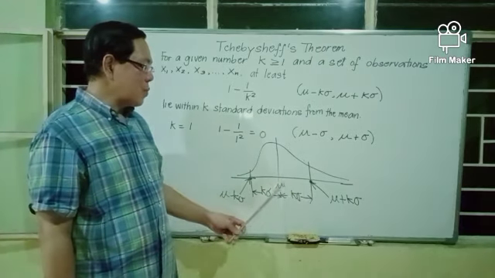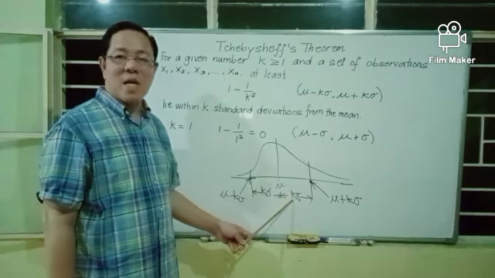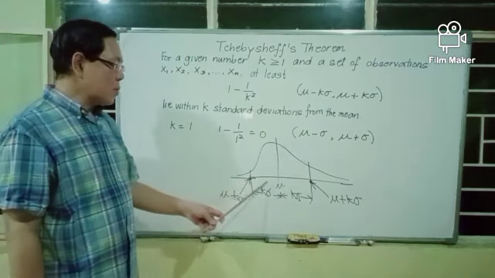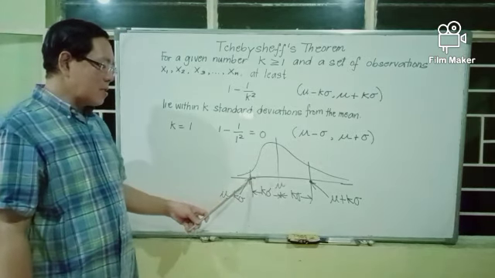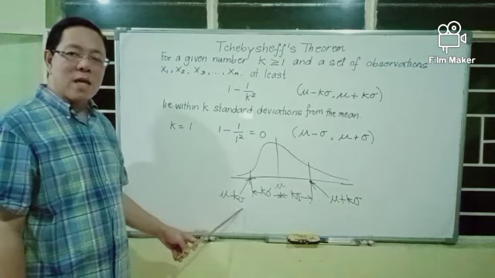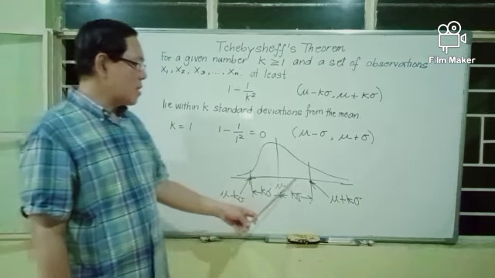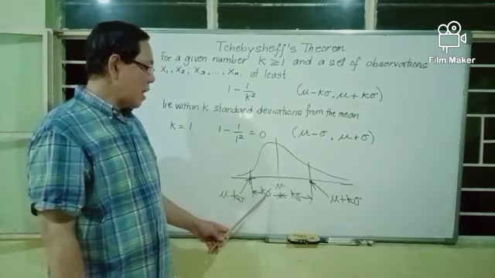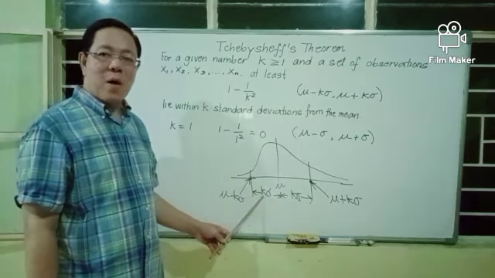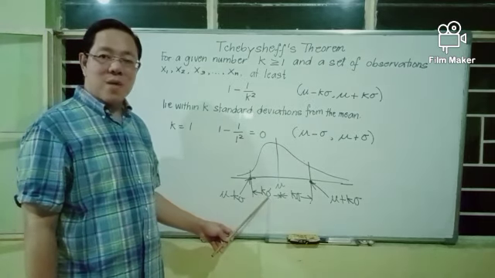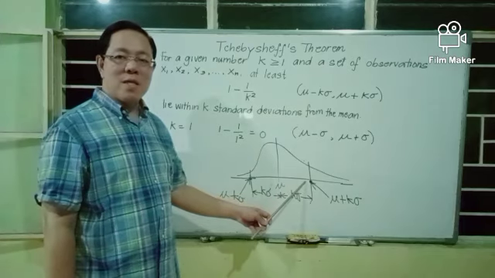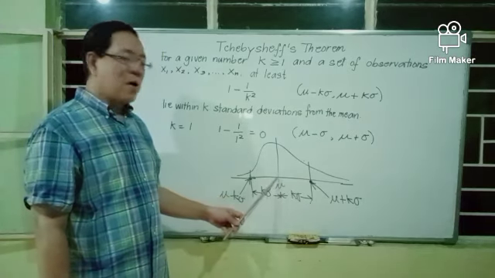Thus, this point is equal to mu plus k sigma, and this point is equal to mu minus k sigma. This point and this point are said to be k standard deviations from the mean, because the standard deviation sigma is multiplied by k. So this point is k standard deviations from the mean, and also this point is k standard deviations from the mean.